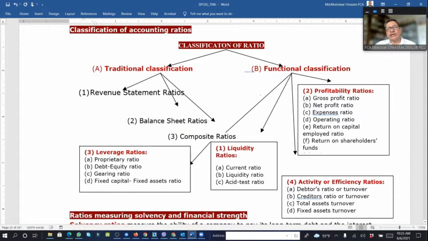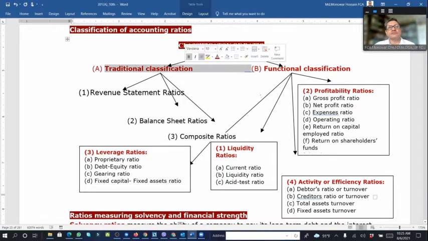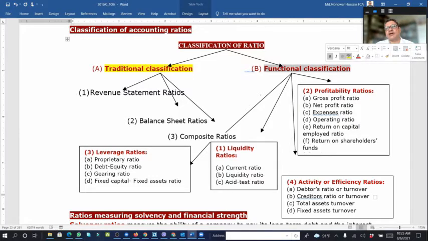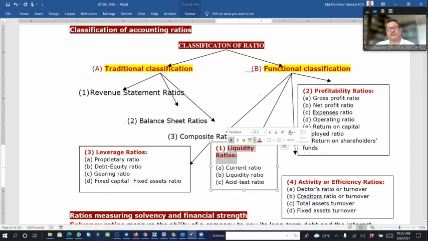And another item we have is ratio analysis. Ratio analysis is also a vital part of financial statement analysis. Here we can analyze in two ways: one is traditional, another is functional. Functional means based on the function, based on the operation. Within the functional approach, we can see the liquidity ratio.